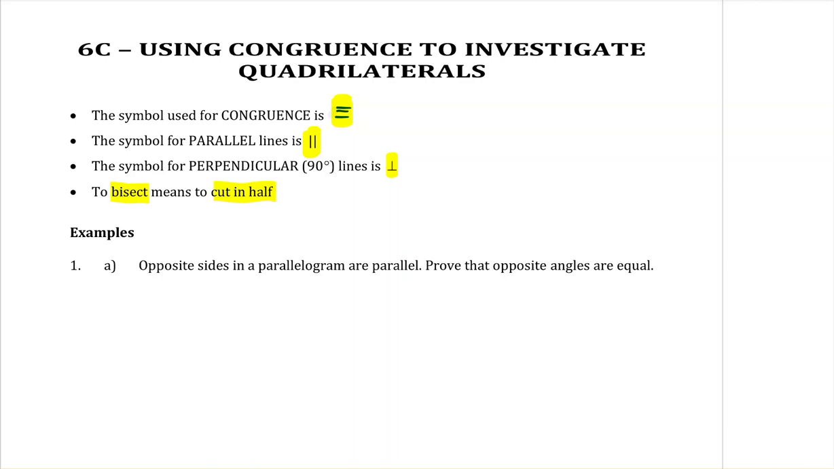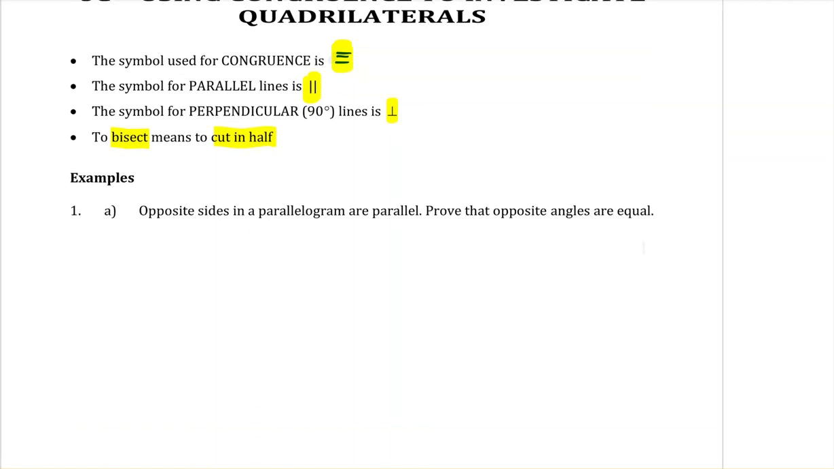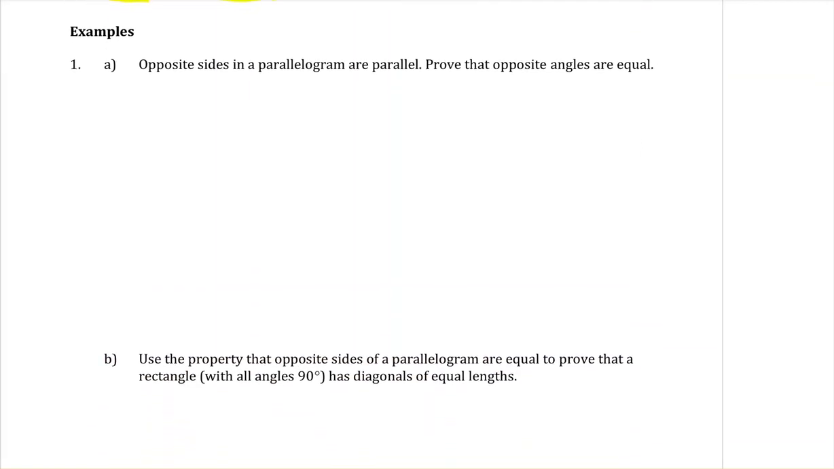So in today's lesson, we're going to be using congruence to help us prove properties of our quadrilaterals. So our first question is, opposite sides in a parallelogram are parallel, prove that it has opposite angles that are equal. So I can only use the properties that I've been given. I'm going to draw a parallelogram to get started. So here it is.